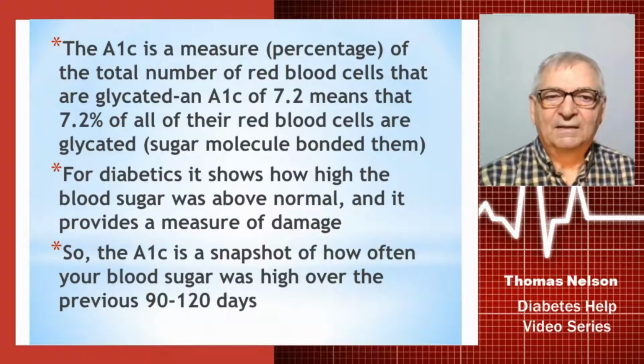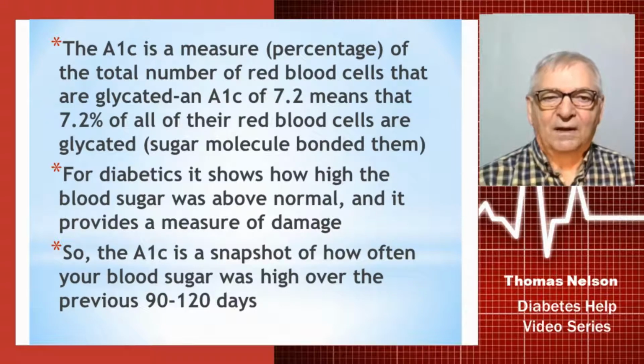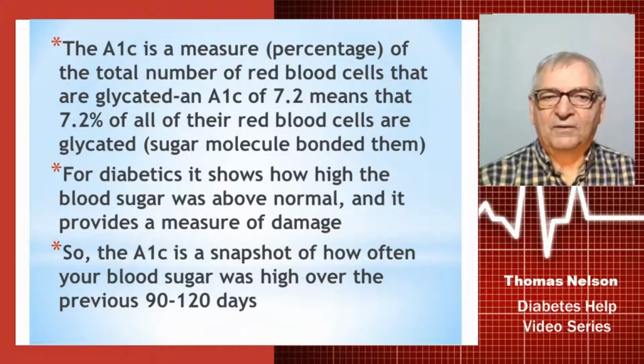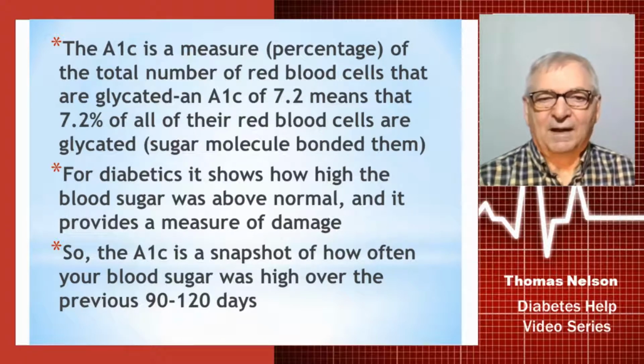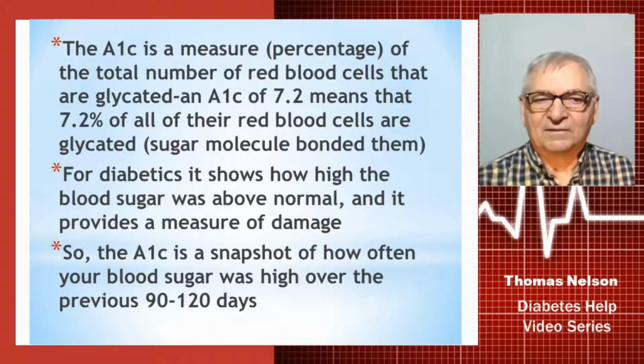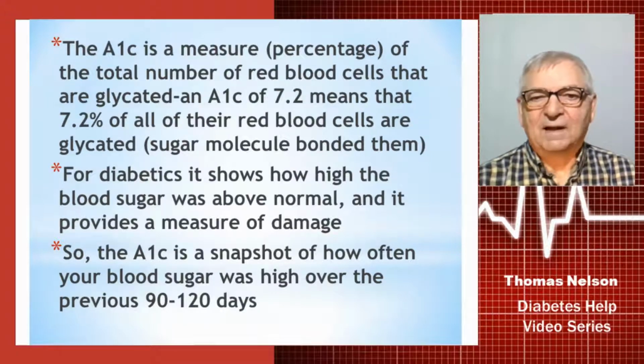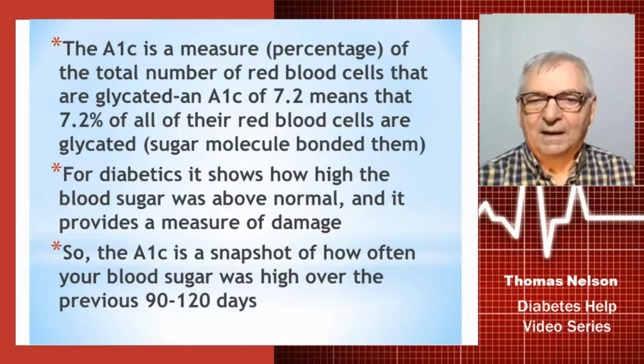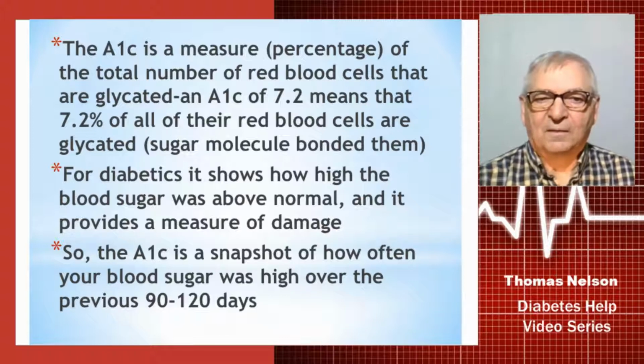So the A1C is actually a measure. It's a percentage of the total number of red blood cells in your body that are glycated. So that means the higher your blood sugar, the more of those that are going to occur. And for example, an A1C of 7.2 means that 7.2% of all of your red blood cells have been glycated over the last 90 to 120 days. And so they can guesstimate how much damage has occurred elsewhere in your body as a result of that increase in the AGEs in your system.